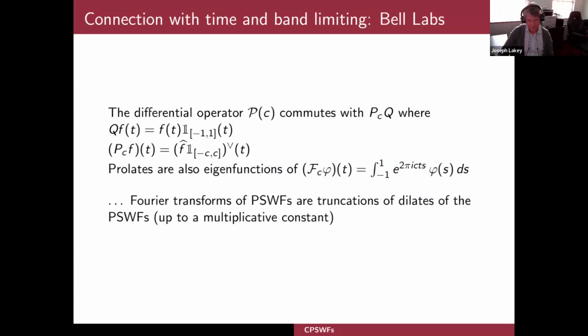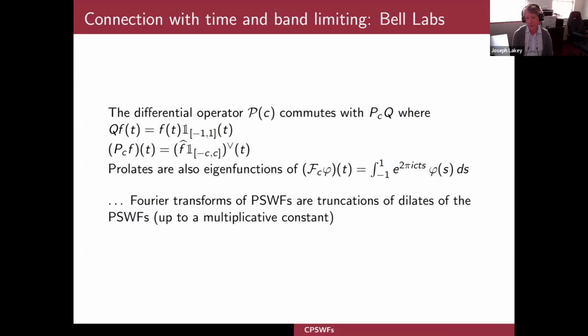So the differential operator commutes with this composition of projection operators. So Q I'm using to denote multiplication by the characteristic function of the interval minus 1, 1 on the real line. And P sub C I'm using to denote the band limiting operator. So the Fourier transform, truncation to minus C to C, and then inverse Fourier transform. And the prolate functions are eigenfunctions of P sub C Q for the bandwidth parameter C.